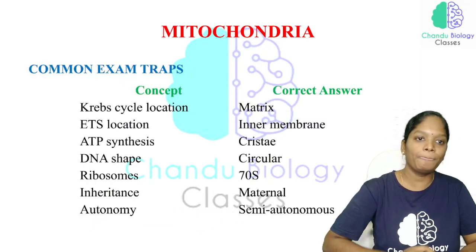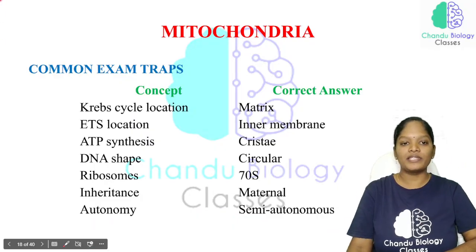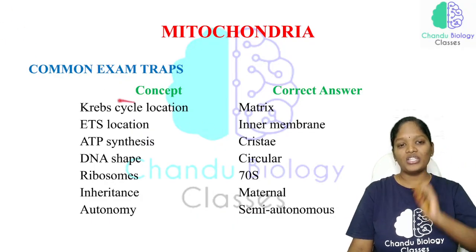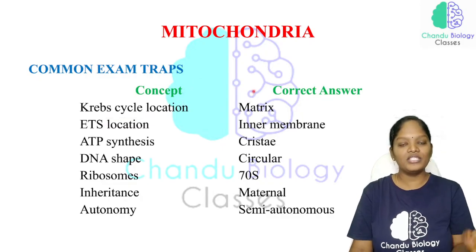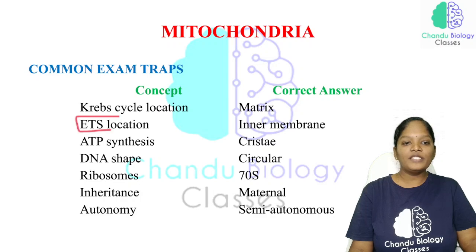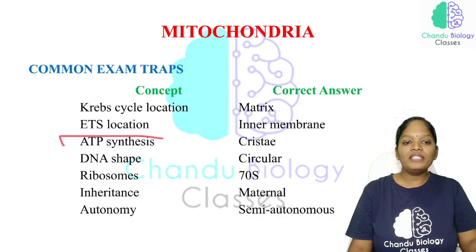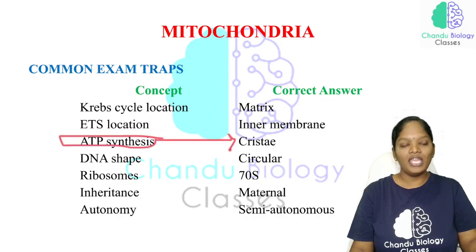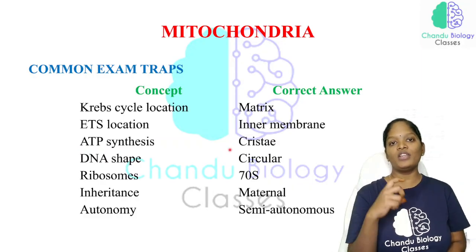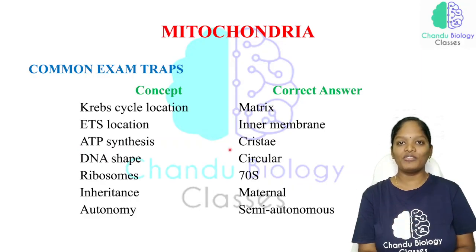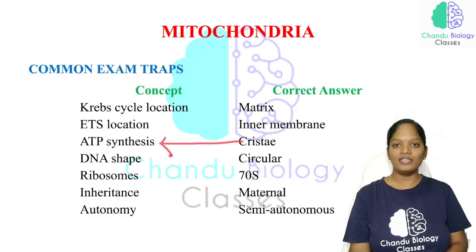Okay. Now, in the exam, how can the question trap us? Okay, see here, Krebs cycle location will be in the mitochondrial matrix, no doubt in that. Just now we have studied. And electron transport system location is in the inner mitochondrial membrane. ATP synthesis will be taking place in the cristae. And why will ATP synthesis take place in the cristae? Because of the presence of the oxysome. And oxysome means F0 F1 complex. As it is present in cristae, ATP synthesis will be taking place in the cristae.